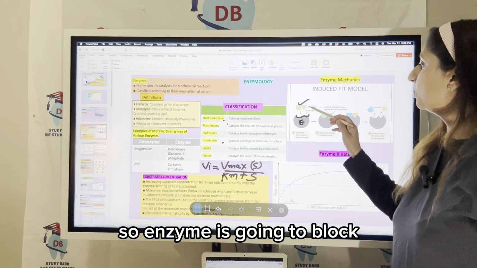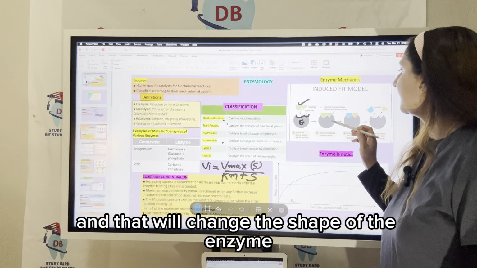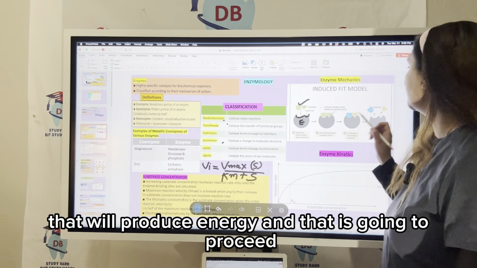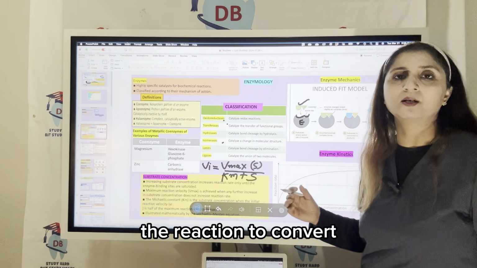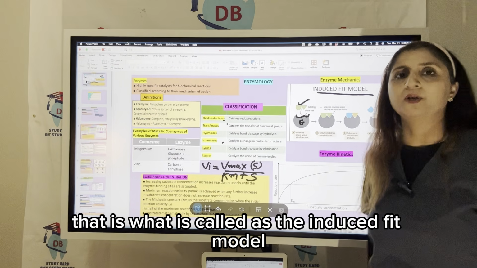So the substrate is going to bind the active site on the enzyme, and that will change the shape of the enzyme or the conformation of the enzyme that will produce energy. And that is going to proceed the reaction to convert the substrate into the products. That is what is called as the induced fit model.